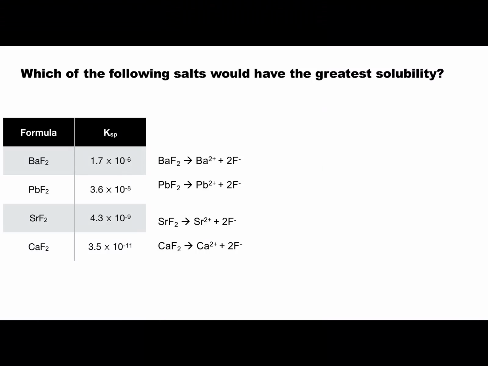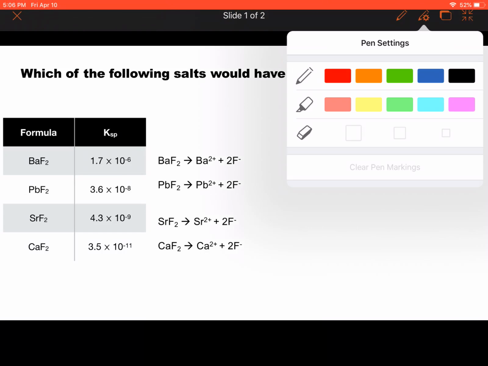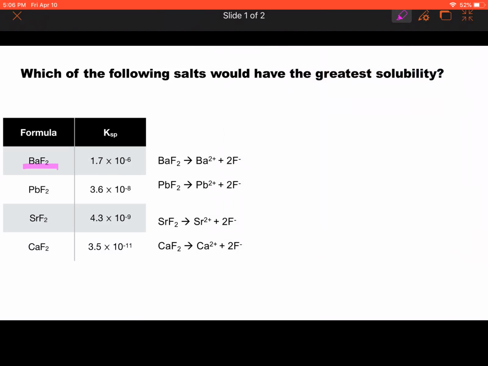There are two things that we look at when determining solubility. Of course, the KSP, right? Because the KSP is equal to the concentration of your ions formed. But we also look at the number of ions that are produced. And so the number of ions produced is going to affect the solubility as well. For this first question, though, we have 4 salts, and each of these salts produces the same number of ions.